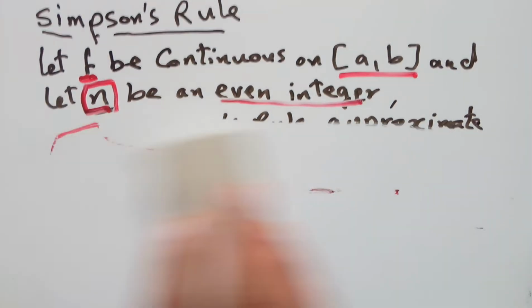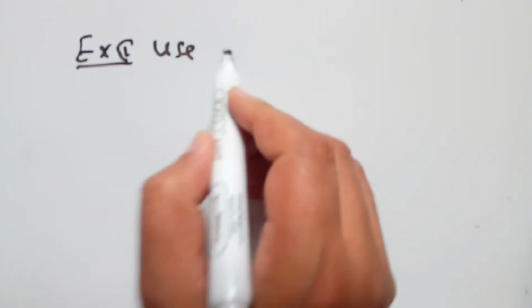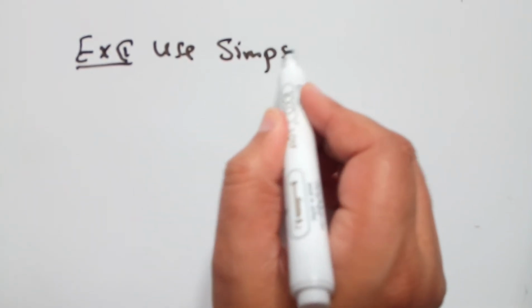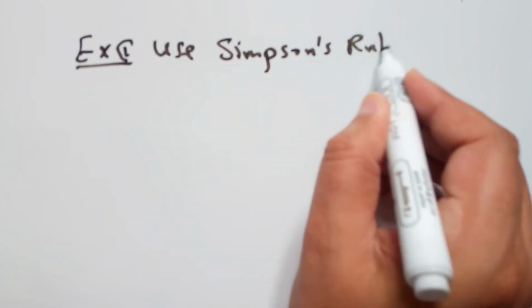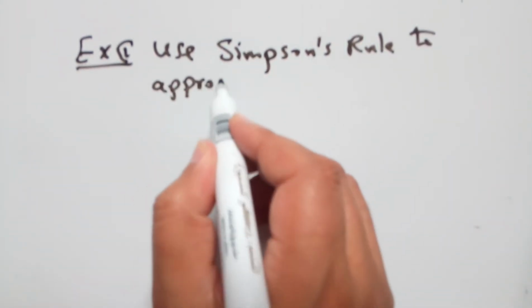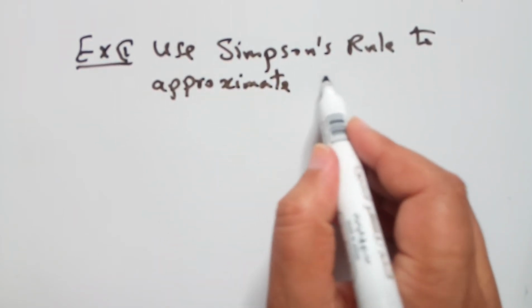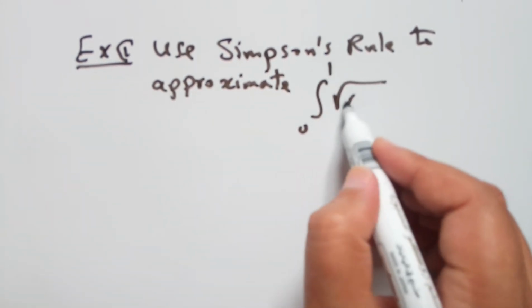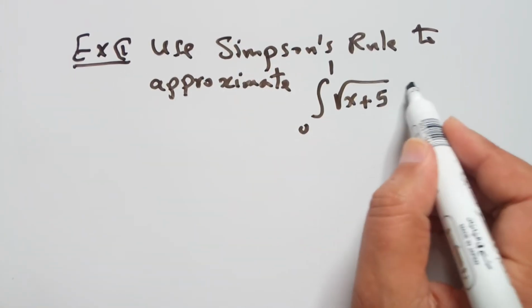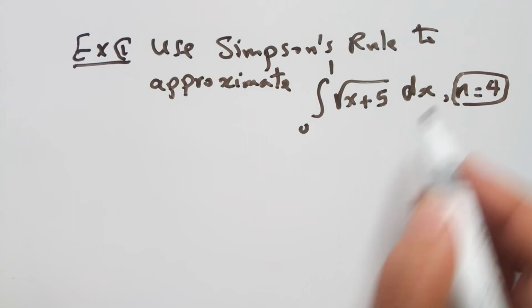For example 1, use Simpson's rule to approximate the area from 0 to 1 for radical x plus 5 with respect to x, and n is equal to 4. Note that n here is even.